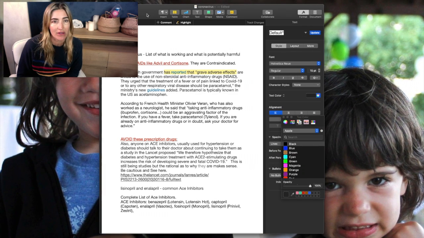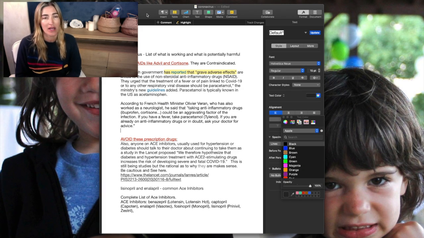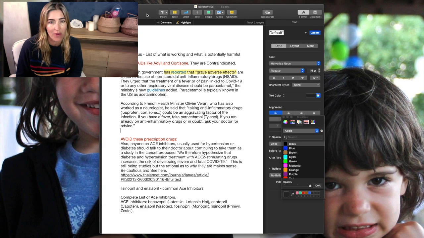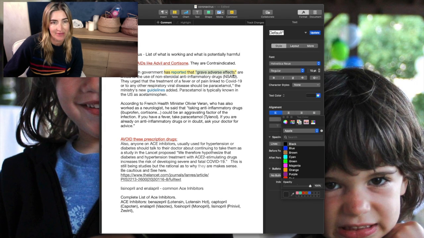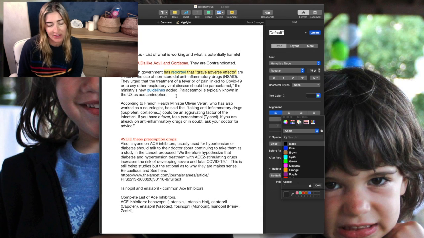So, the first thing I want to talk about is ibuprofen. I don't know if you've heard about this yet, but there's a lot of talk going on about how Advil is contraindicated, as well as cortisone, for the coronavirus, for COVID-19. According to the French government, it could have grave adverse effects linked to the use of non-steroidal anti-inflammatory drugs. They urge that the treatment of a fever or a pain linked to COVID-19 should be paracetamol. That's the European version of Tylenol or acetaminophen.